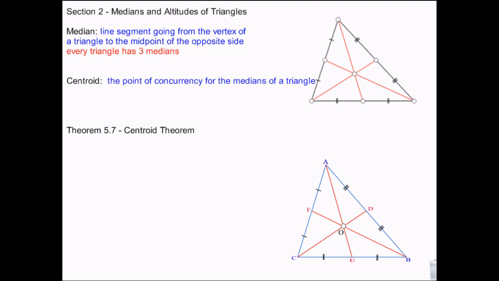Perpendicular bisectors and angle bisectors, right? Now the perpendicular bisector and the median both hit the side of the triangle at that middle point and cut it in half. The difference is with a perpendicular bisector, it has to be 90 degrees.